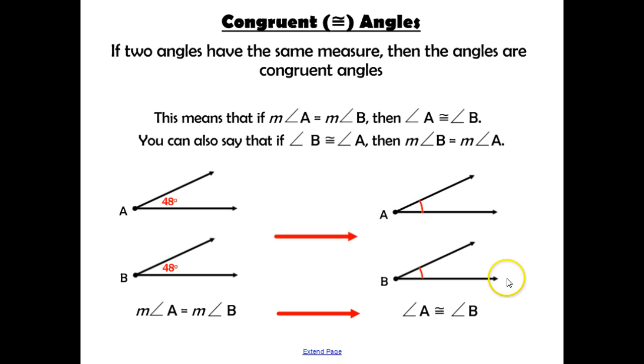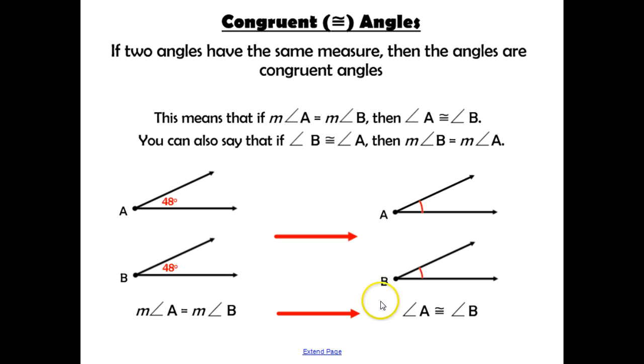And we have this angle B that's also marked with one arc marking. Now those arc markings are similar to those tick marks we talked about with segments. If each angle has one arc marking, that tells us that those two angles are congruent. Now we don't know the exact measure, but we do know that they're the same.